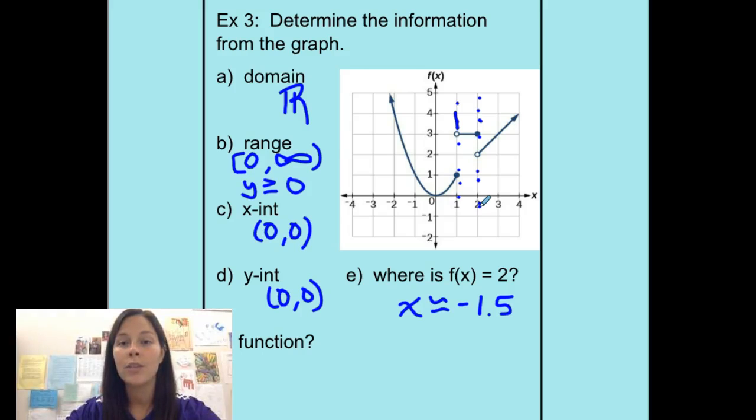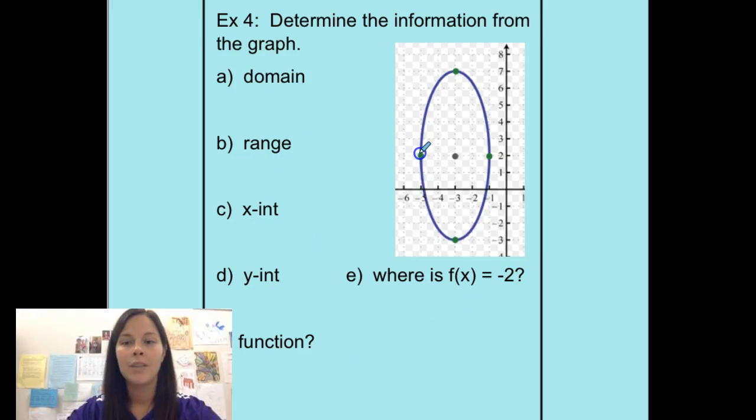So it does only actually cross the graph once on both of those vertical lines. That's the closed circle. Technically, it is not touching the graph at those open circles. So we are okay on this one. It is a function.